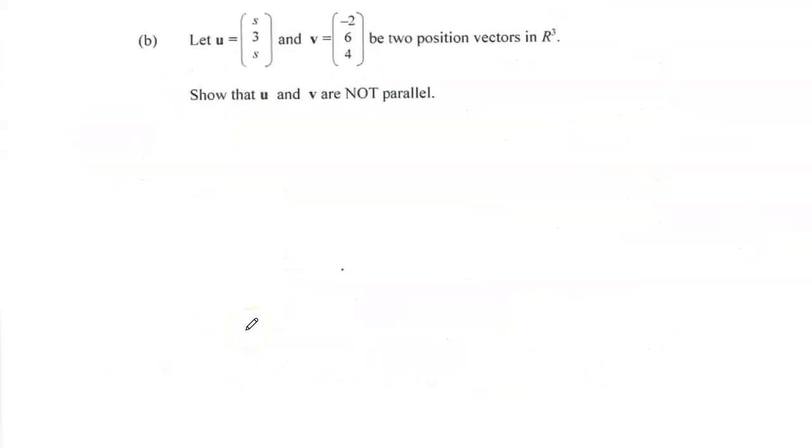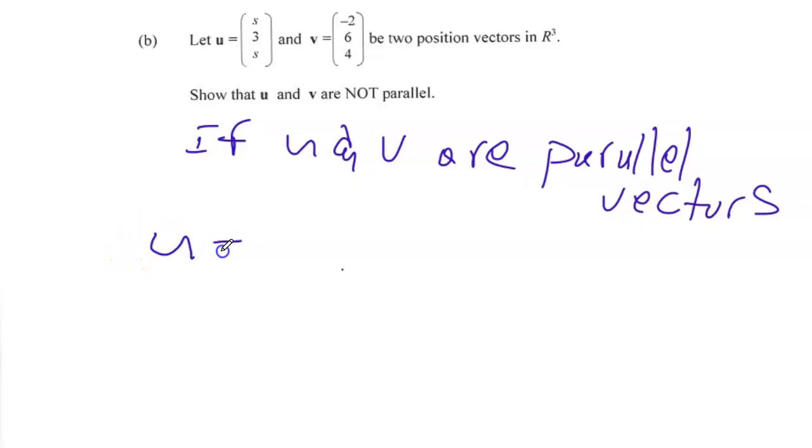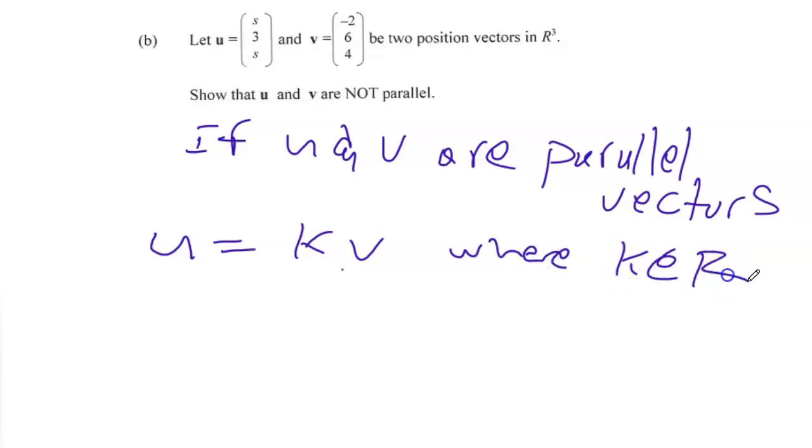Part B, show that u and v are not parallel. Now, if u and v are parallel vectors, then one is a multiple of the other. In other words, u would be equal to k times v, where k is some real number.